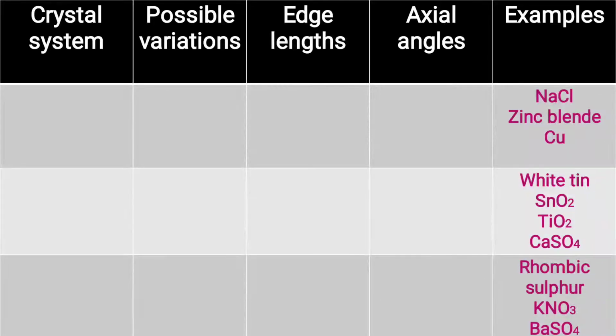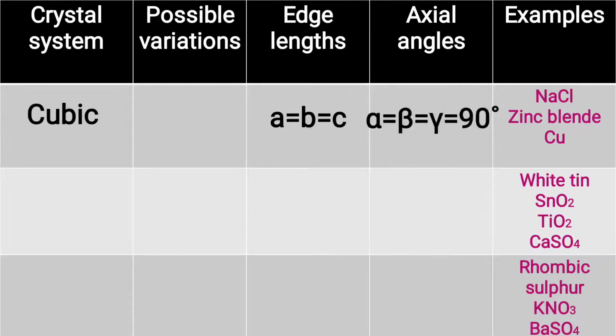Now this is a chart which gives you a lot of information. To start with, you can see in the first column crystal system. Let's take the first one, cubic crystal system. And as we discussed, edge lengths a, b, c are all 3 equal, and angles alpha, beta, gamma are equal to 90 degrees. If you can think of the possible variations for a cubic crystal system, then we will come to that.